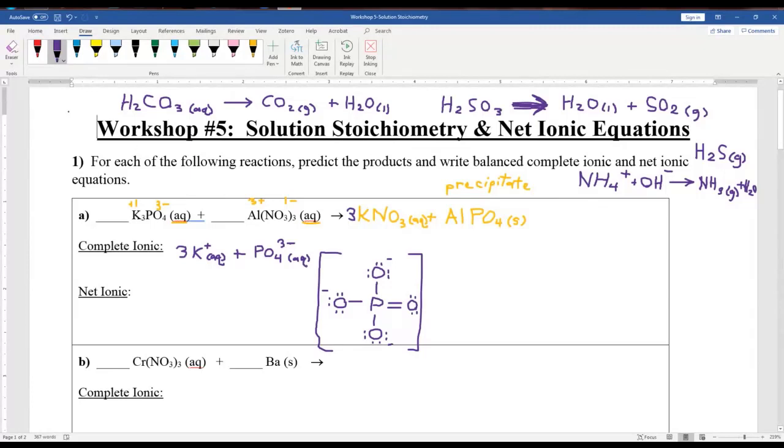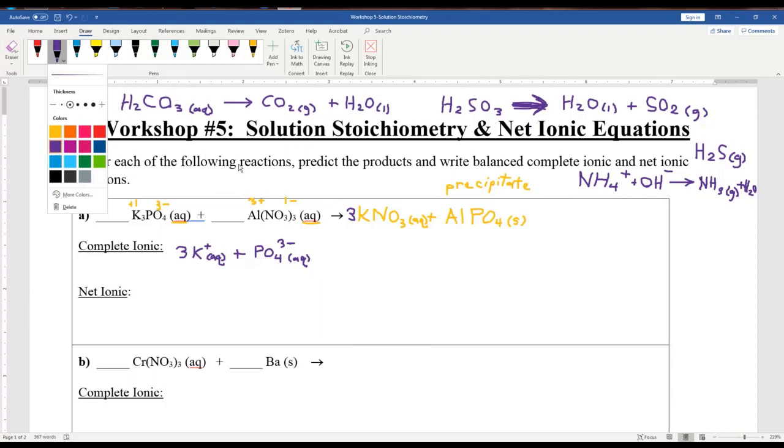So anything that comes from aqueous is aqueous. That's an important thing to note. When you're translating a molecular equation, which is what the first one was, that's what's considered the molecular equation, into a complete ionic equation, anything that came from an aqueous compound is still aqueous when you break it up into ions.